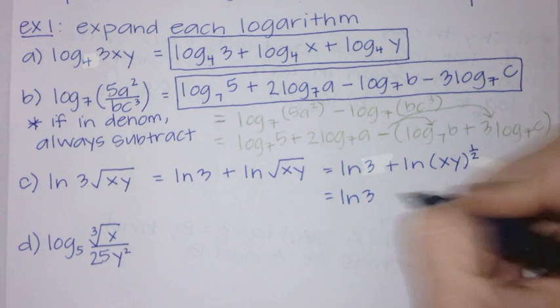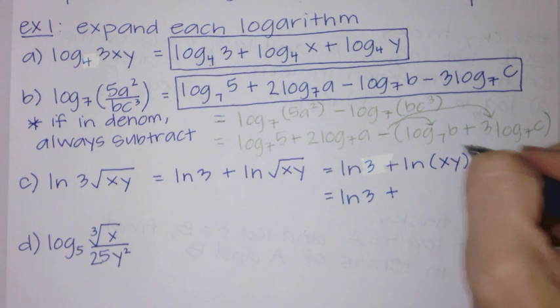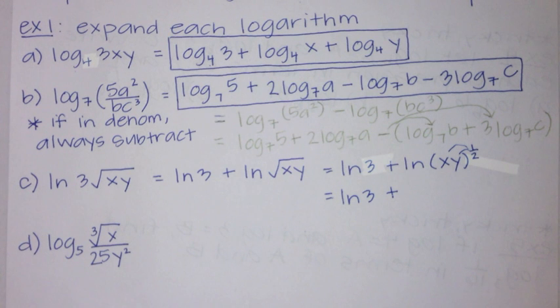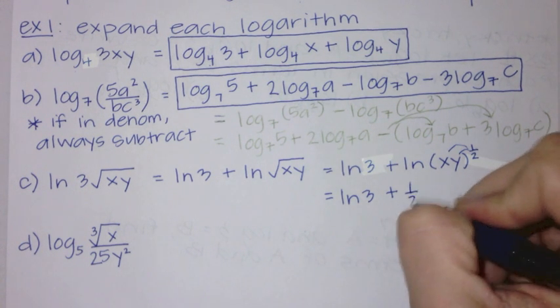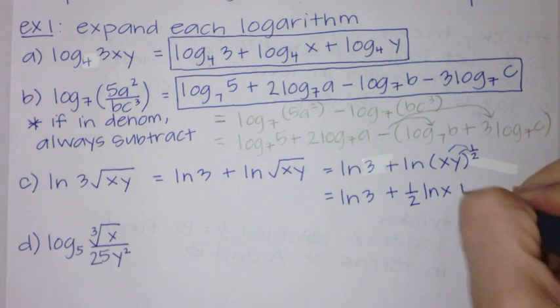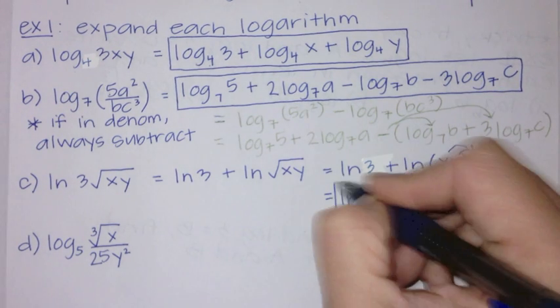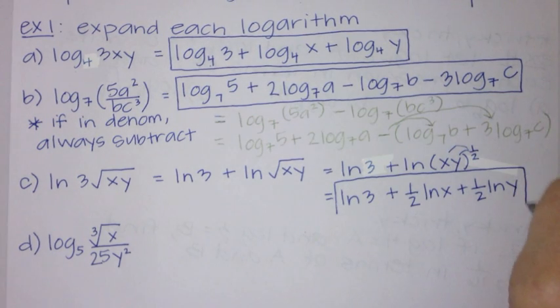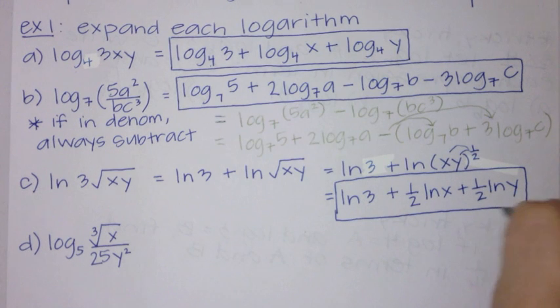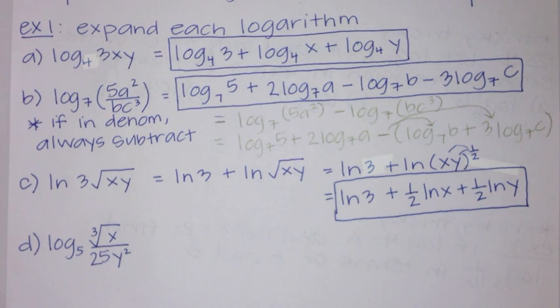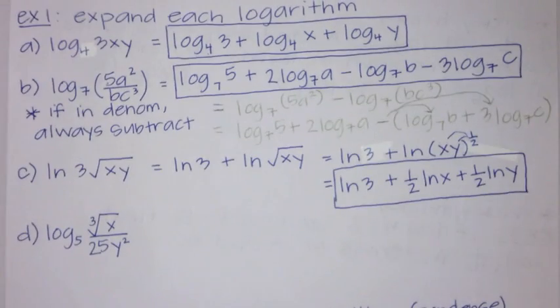of 3 plus, and that 1/2 goes to both of those because there's parentheses, so 1/2 natural log x plus 1/2 natural log y. And again, a quick scan to make sure I can't simplify any of those without a calculator. The last one, D, looks intense, but we can handle it.